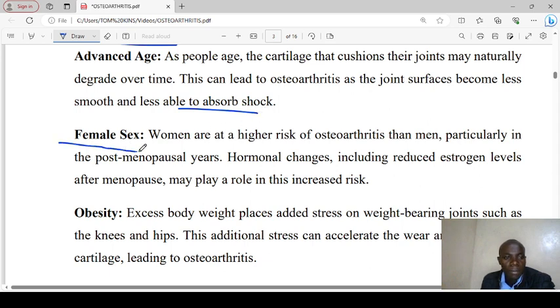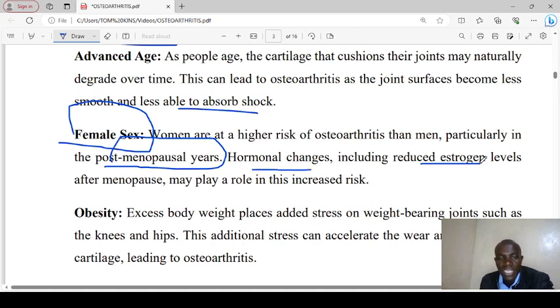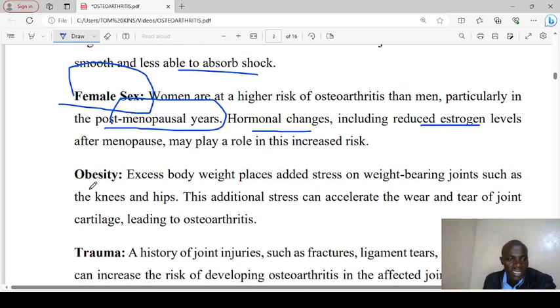We also have the female sex. Women are at a higher risk of osteoarthritis than men, particularly in the postmenopausal years. So hormonal changes, including reduced estrogen levels after menopause, may play a role in this increased risk.